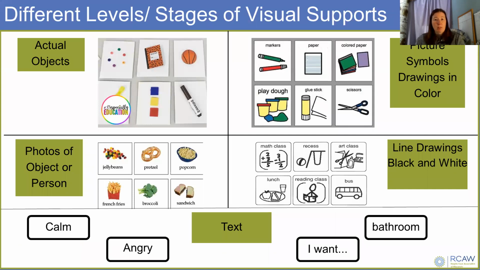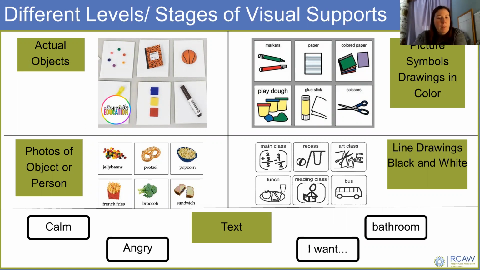There are different levels and different stages of visual supports. I go more into this in that intro training, so definitely check that out. But very basic, the bottom or most basic level is actual objects. Individuals that have a really hard time with abstract thought often need the actual object to understand, oh, this is what you're asking me to choose.